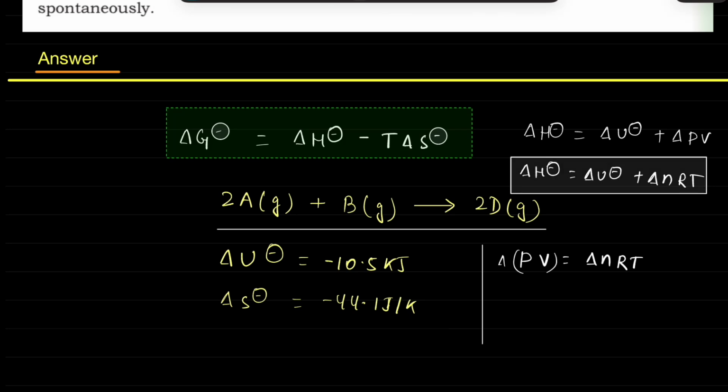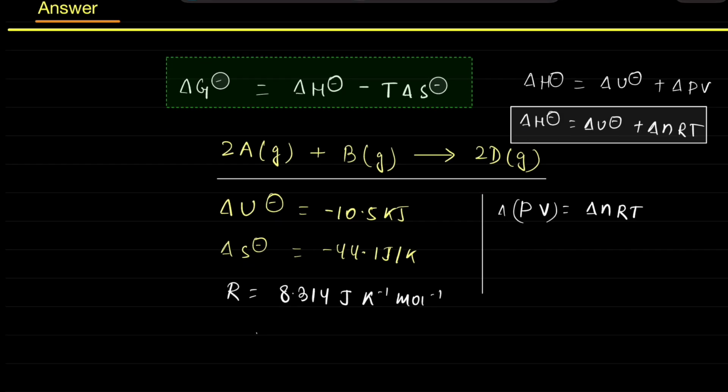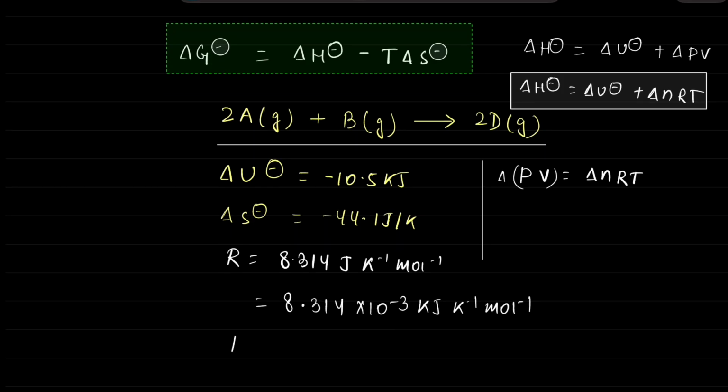Here we consider R is equal to 8.314 joule per Kelvin per mole. It can also be written as 8.314 into 10 to the power minus 3 kilojoule per Kelvin per mole. And the temperature is equal to 298 Kelvin. Let's substitute the values. First we find the delta H naught and then substitute that value here.